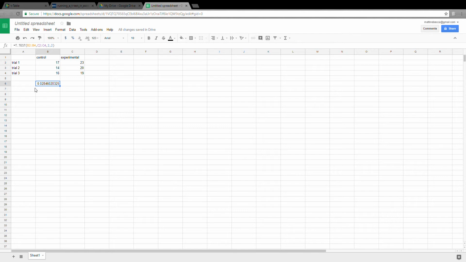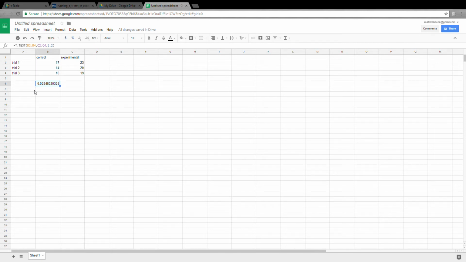Looking at this number, my question is, what does this number mean? What does this tell me? First thing I want to ask myself is, is this greater than or less than 0.05? Because again, that's my level of statistical significance. That's the point from a scientific point of view where I get to determine whether I'm going to fail to reject or reject my null hypothesis. So this is less than 0.05.